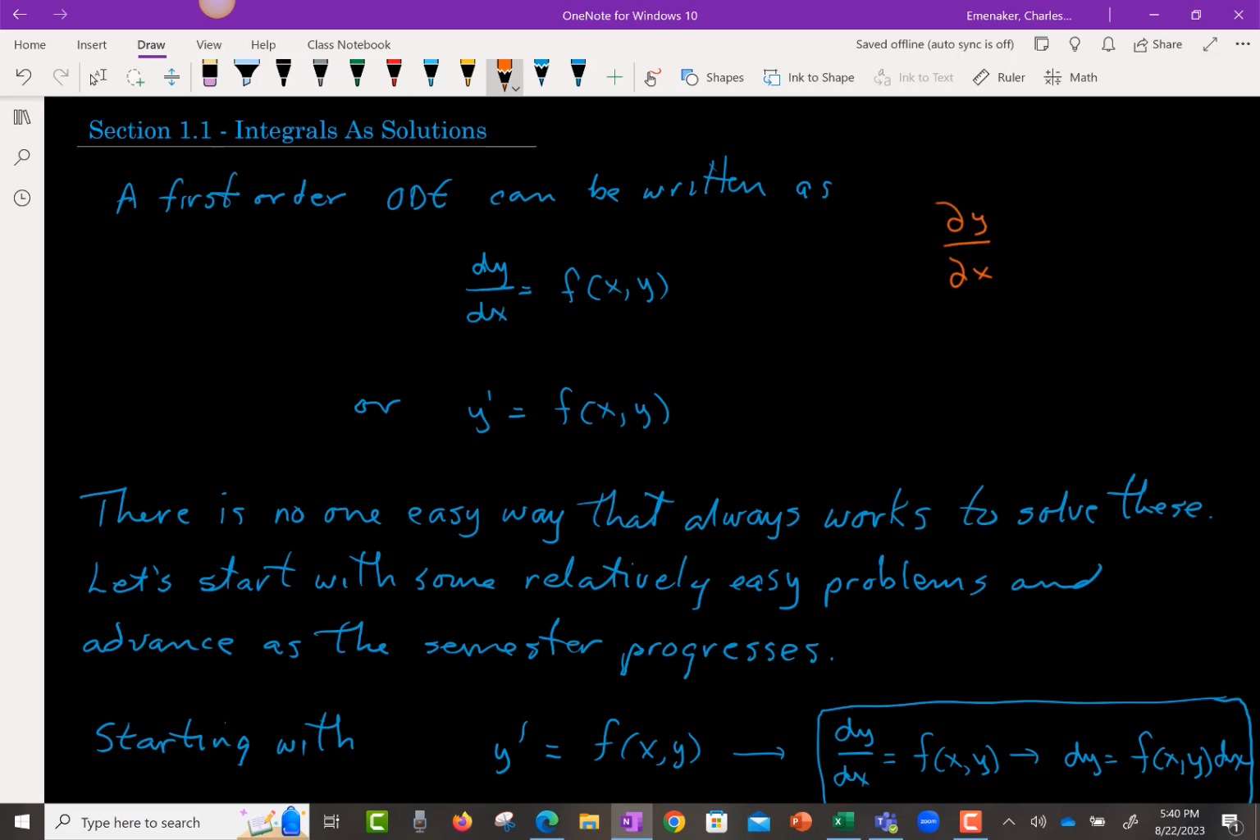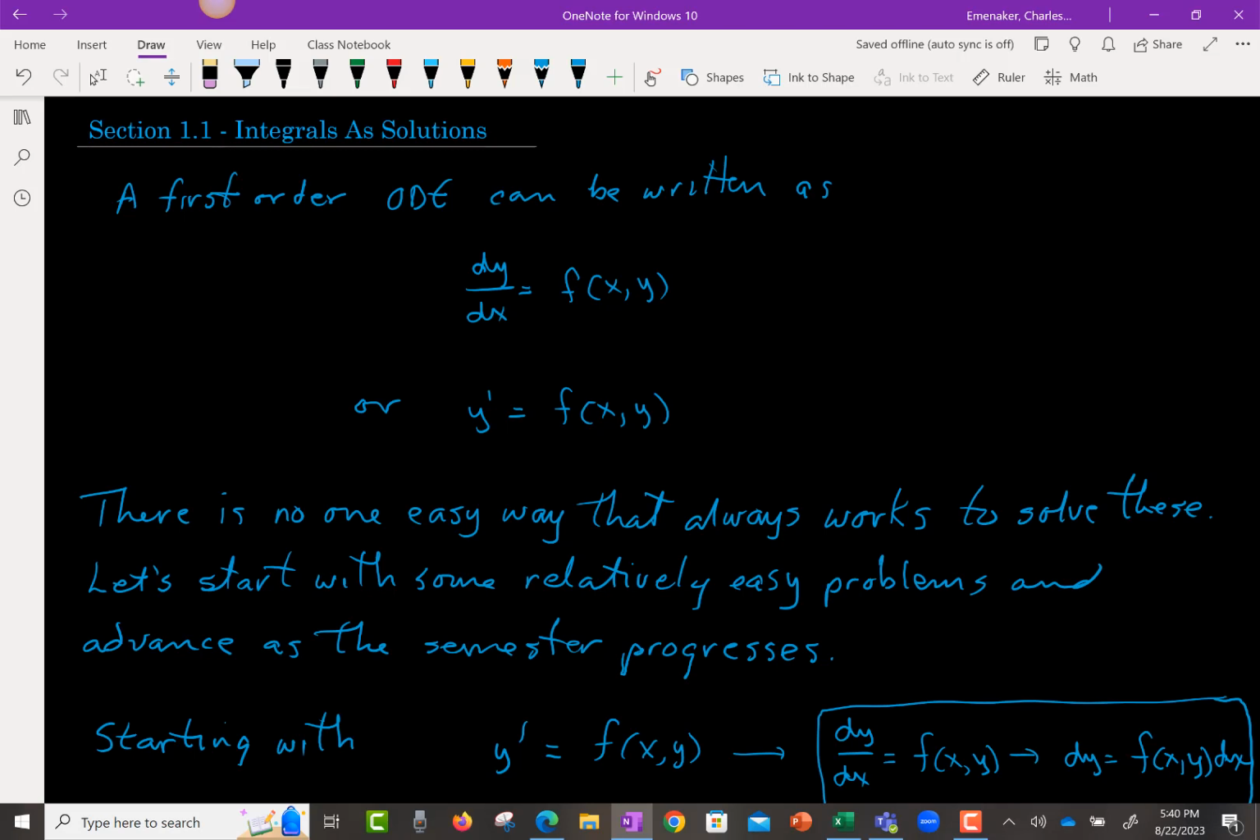I haven't spent a great deal of time on it, but realize that if it has partial derivatives, it's a partial differential equation, abbreviated as a PDE, and that's a whole group of differential equations in and of itself. And this semester, we're going to basically focus on ODEs, which are ordinary differential equations. They have no partial derivatives in them.